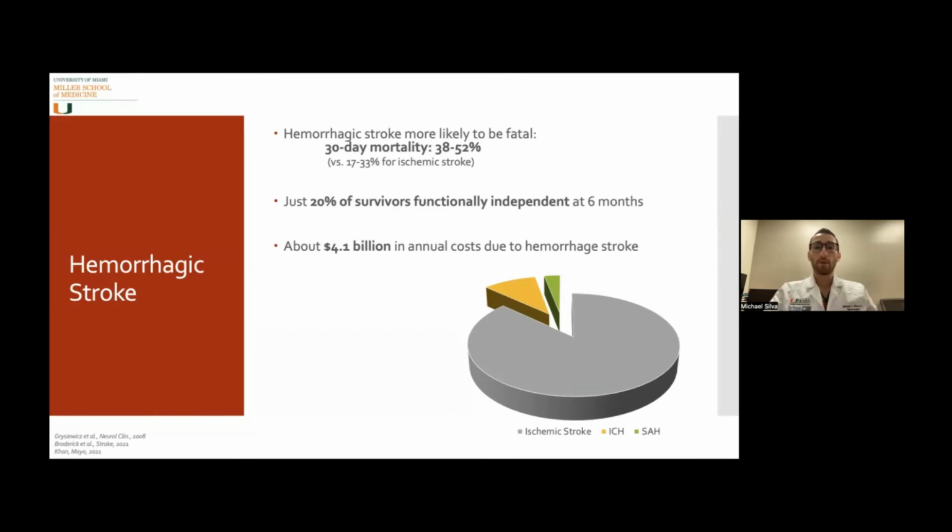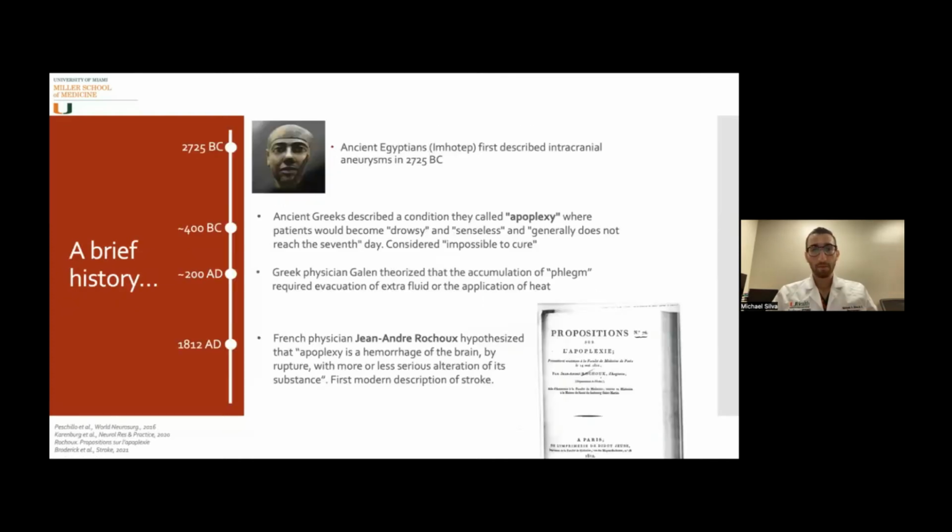Looking at the economic burden and the healthcare burden, we're talking about $4.1 billion in annual costs. So clearly a major disease category that our healthcare system has to deal with. Stepping back, looking a little bit about the history, which is kind of interesting.